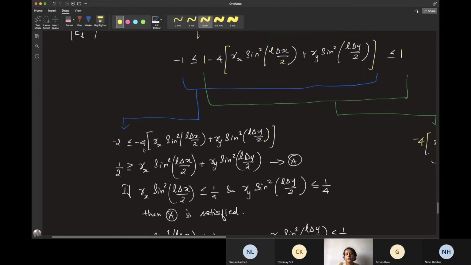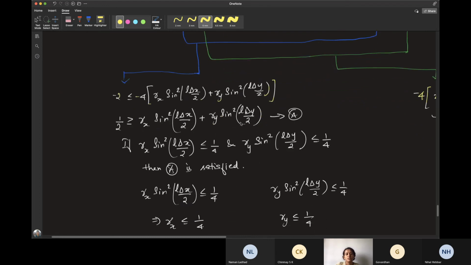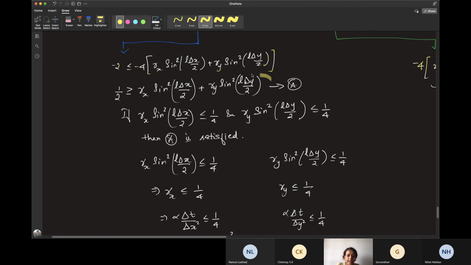So 1 when taken to the other side becomes minus 2 less than or equal to the expression. So doing simplification, we get something like this. We need nu x. Initially for 1D we only had just this part. So there we got nu x less than or equal to 1 by 2 by making arguments. Here let's just say this whole thing must be less than or equal to 1 by 2. For the 1D case, just this was less than or equal to 1 by 2.